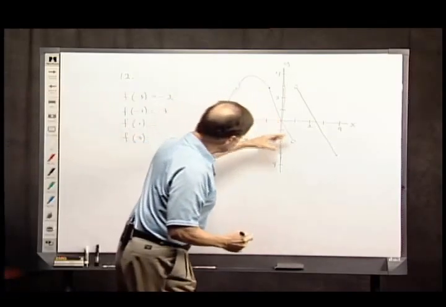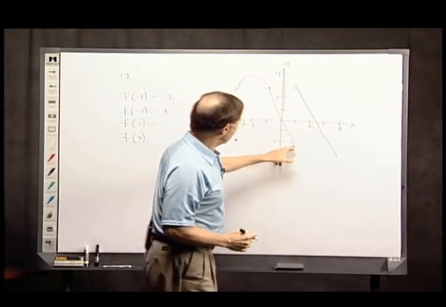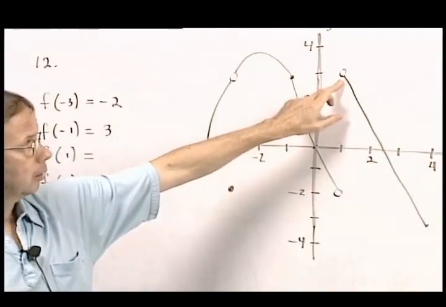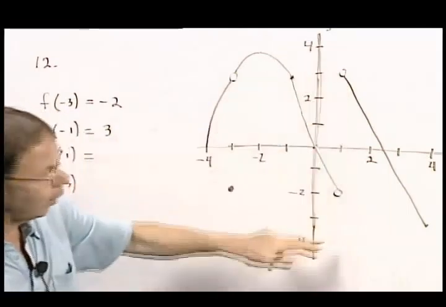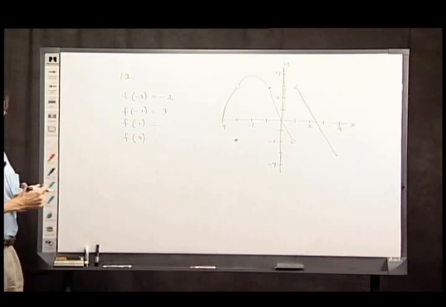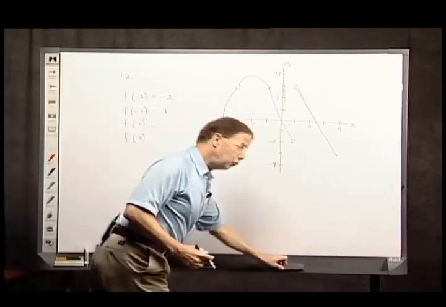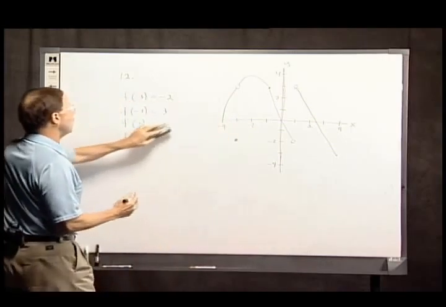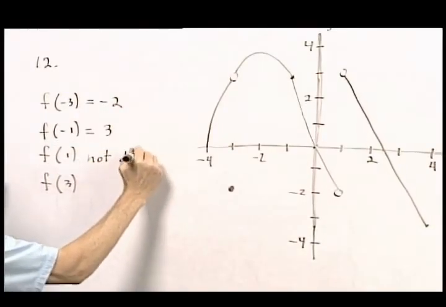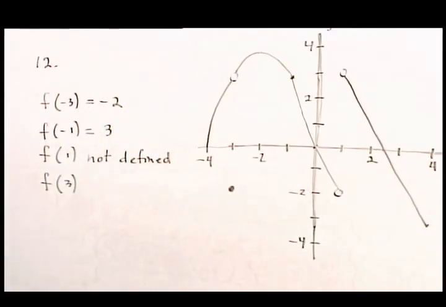Let's try f of 1. I'm following this guy down. There's a hole here at 1, so no help there. I start looking elsewhere, and I find that there's no help there either. There is, in fact, no point on the graph that has an x-coordinate of 1. So 1 is really not even part of the domain of this function. We'd say that this value is not defined, or any of various other ways of saying the same fact.